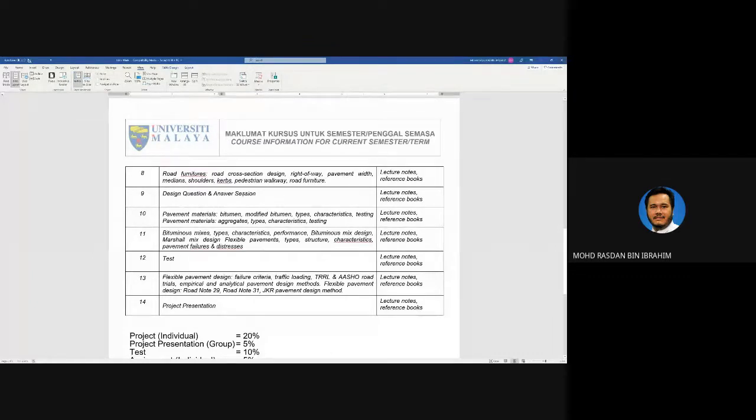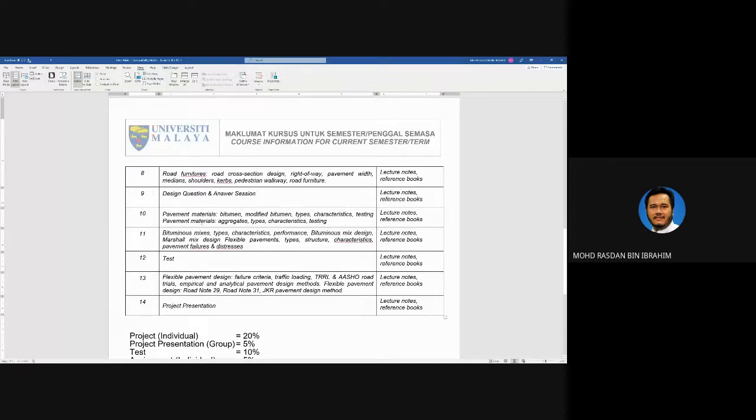Otherwise, maybe we'll have something on drainage in this week. Okay, we'll think about that later. Next, in week 10, we go into the pavement materials part. So these are all theory. In week 10 here is all theory on pavement materials, bitumen, modified bitumen, and all that.